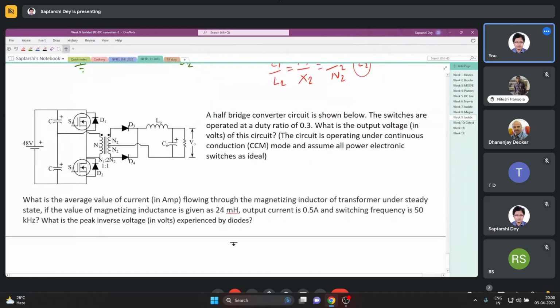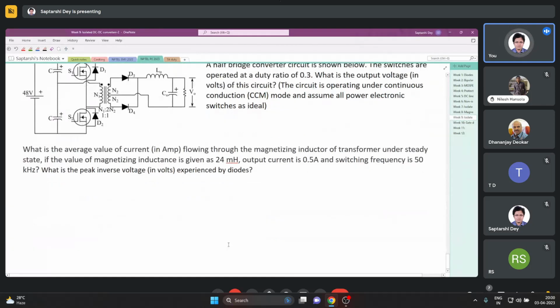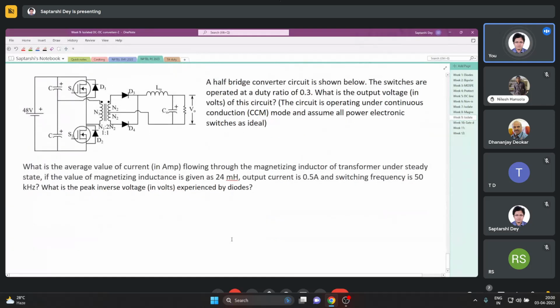I will get it. A half bridge converter circuit is shown below. Switches are operated at duty ratio 0.3. What is the output voltage of this circuit?